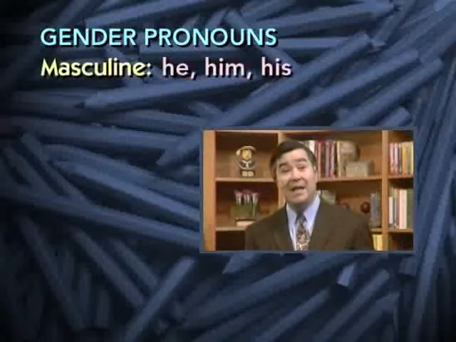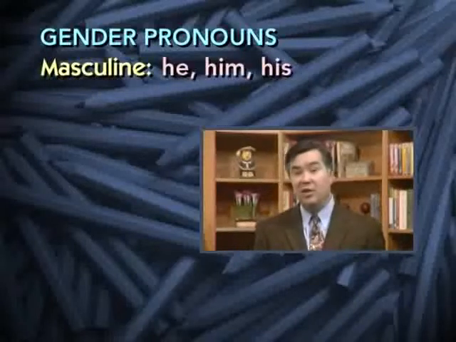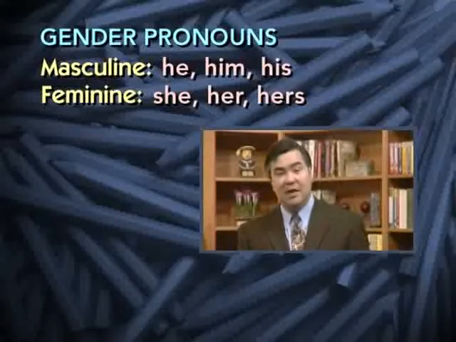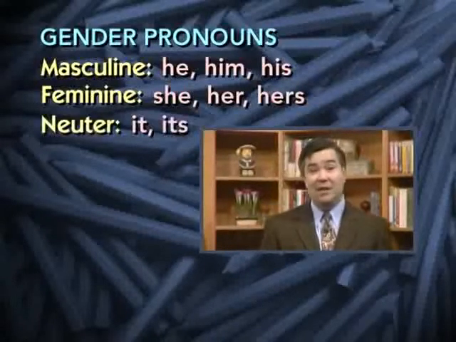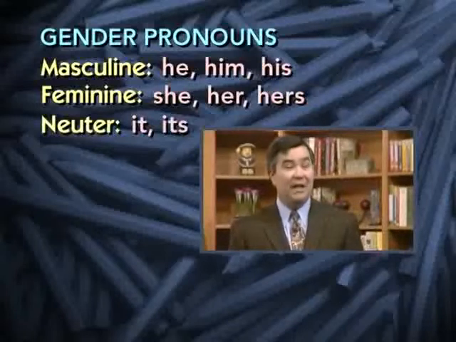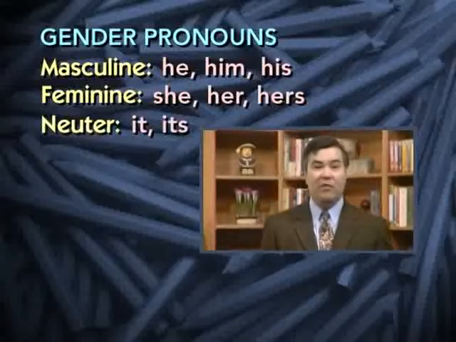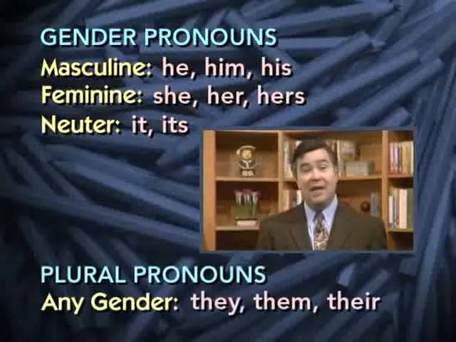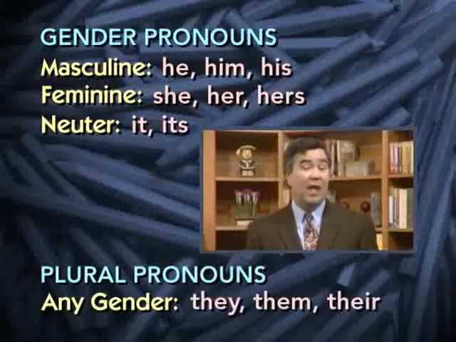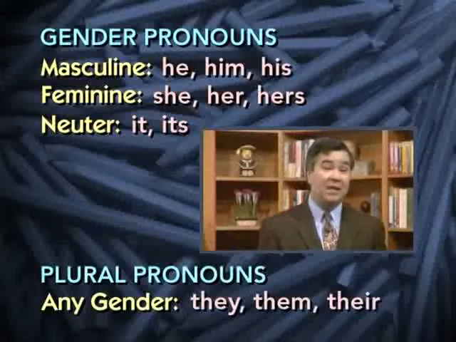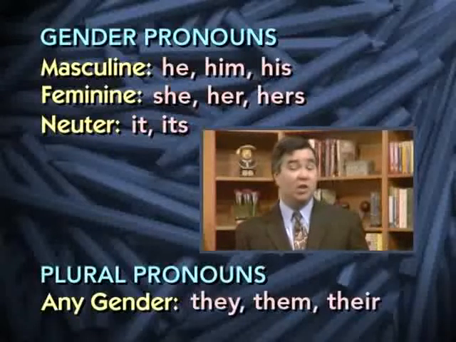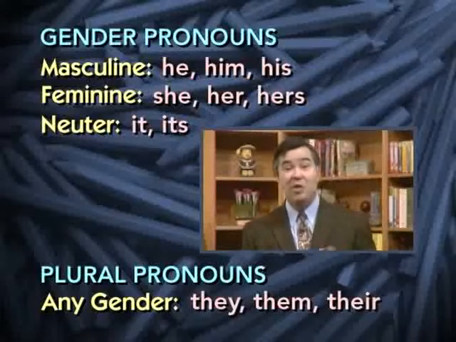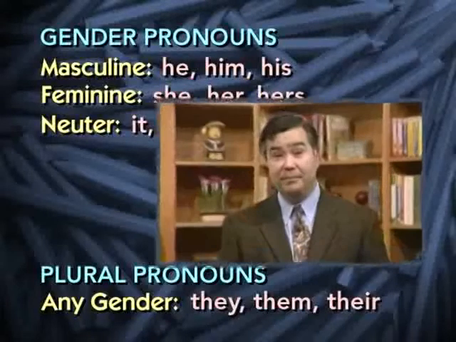The pronouns he, him, and his are masculine. The pronouns she, her, and hers are feminine. The neuter pronouns are it and its, and these are used for antecedents that are neither masculine nor feminine. Notice that the plural pronouns they, them, and their can be used for antecedents of any gender, masculine, feminine, or neuter. So once you move from singular to plural, everything becomes very simple. You don't have to worry about gender anymore.